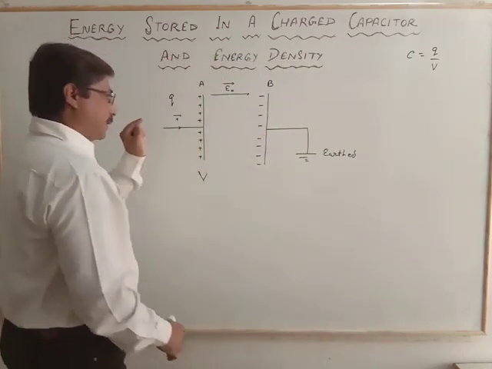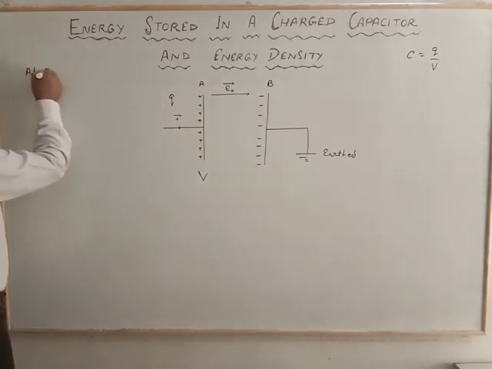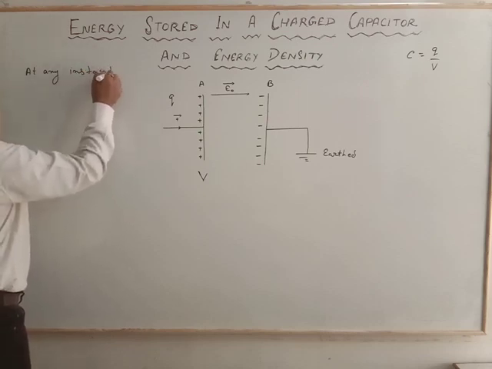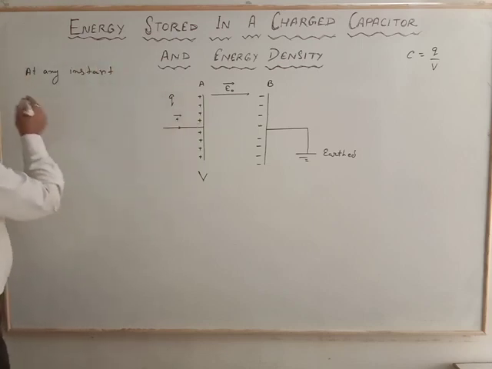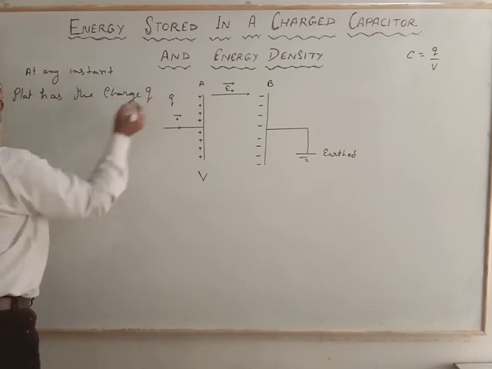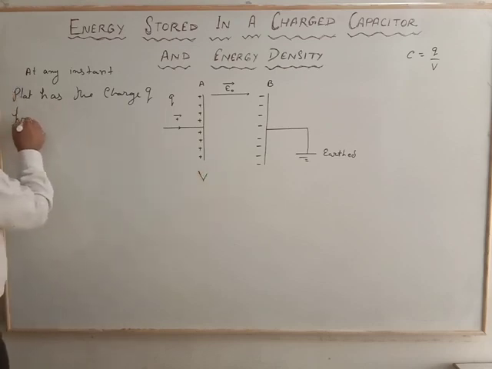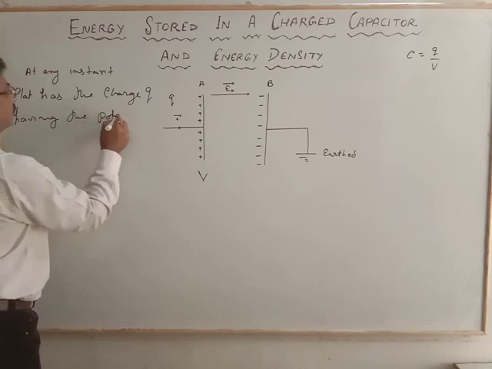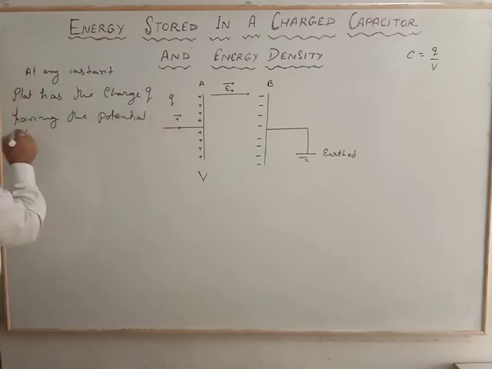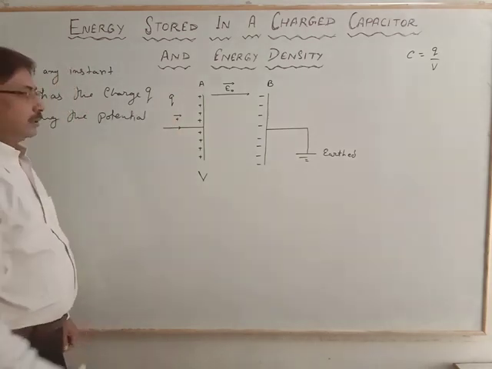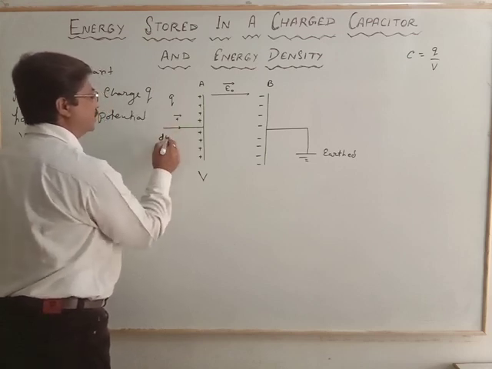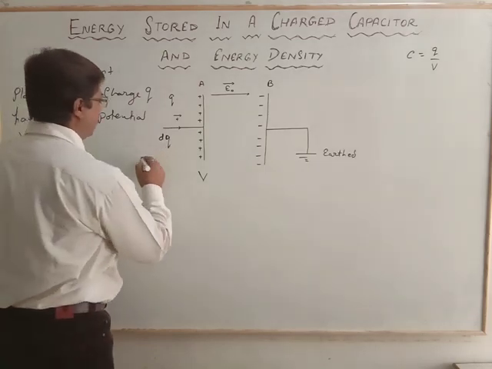So suppose at any instant the plate has the charge Q, having the potential V. Now let's suppose at that instant a very small amount of charge dq is given, an infinitely small charge.